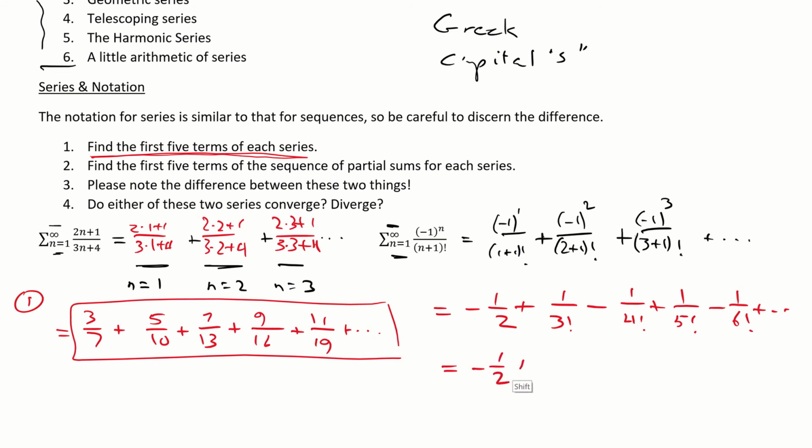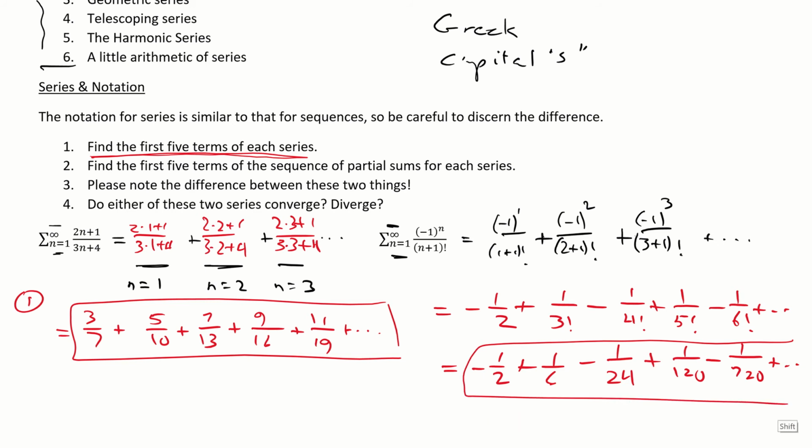It's minus 1 over 2 plus 1 over 6 minus, use your factorial button, or the next one multiply by 4, and then multiply by 5, and then multiply by 6, with the signs alternating minus, plus, minus, and you're getting something like this. Okay? All right. So those are the first 5 terms of the series, which is the same as the first 5 terms of the sequence, except instead of commas, we put pluses.